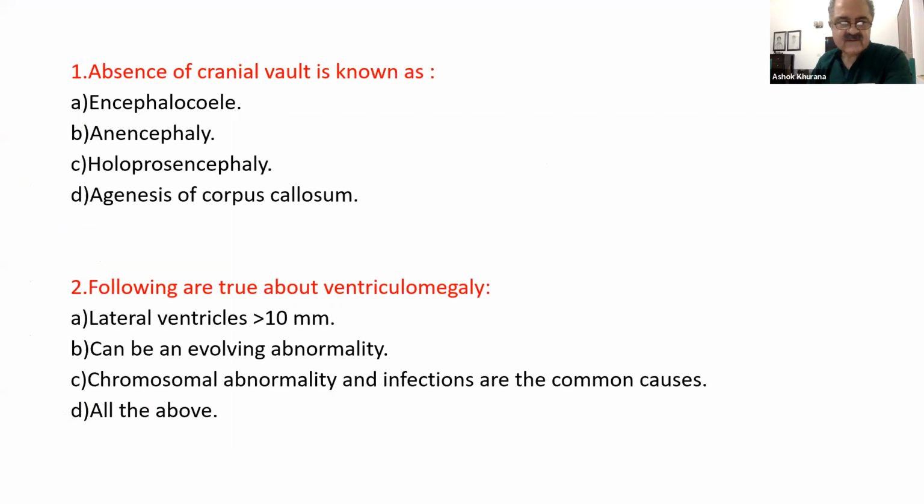Yes, that's good. Number one question: absence of cranial vault is known as, straightforward question. Absence of cranial vault is known as encephalocele.